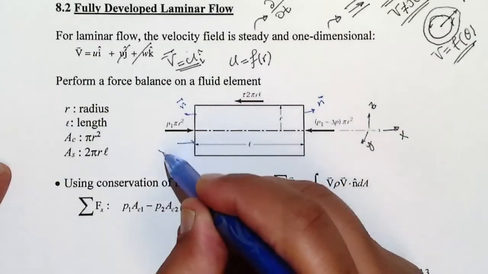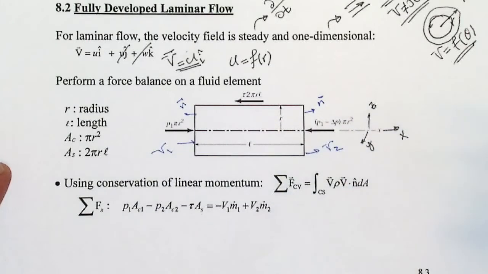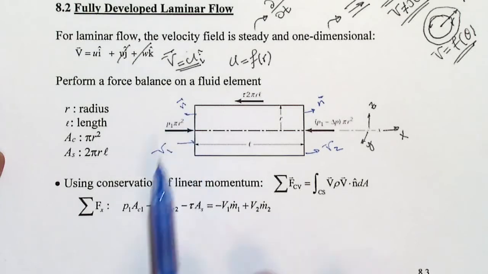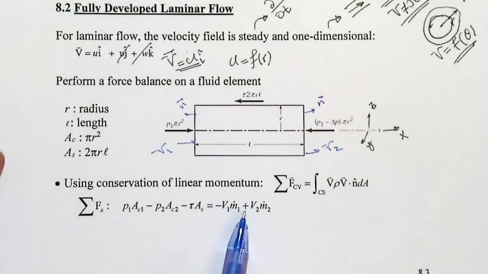So velocity comes in here and velocity goes out here, okay? By itself, m dot 1 has to be equal to m dot 2 because of the conservation of mass. But before that, we know that it has to be m dot times velocity and the angle between the velocity and n. So v1 dot n is going to be negative here, but here it's going to be positive. That's why we have plus v2 m dot 2 and minus v1 m dot 1, okay?